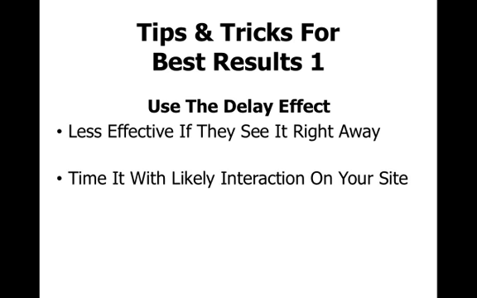Next thing I want to say here is time your ad with likely interaction on your site, and that has to do with what are people on your site for. Are they there to watch a long video? In that case, you can have a longer delay and kind of time it with what they're actually watching in the video. If they're on a site where they're reading a long article, you have a bigger time window, and you can kind of time it to when they have read a certain part of your article.